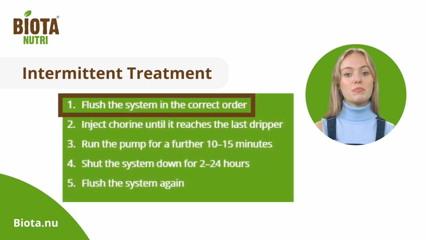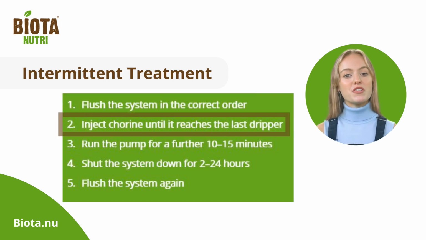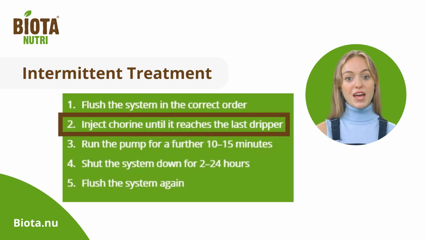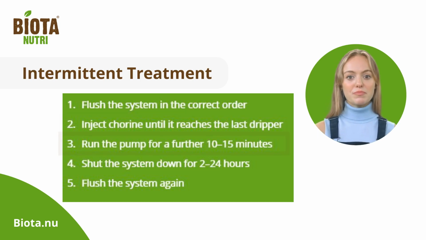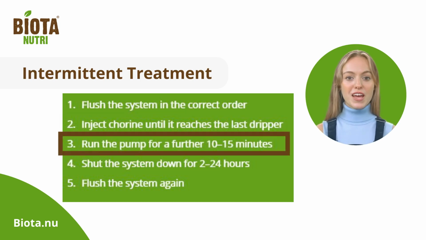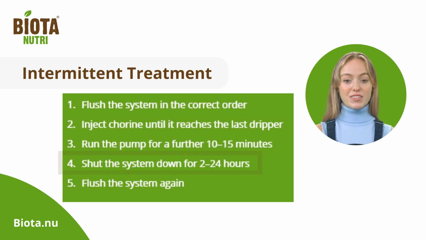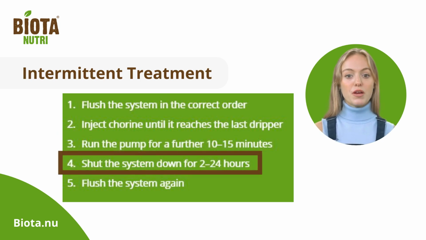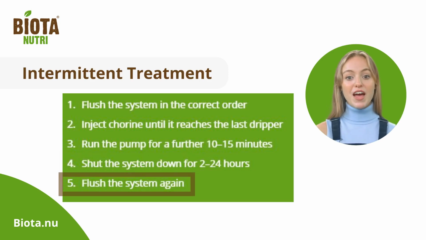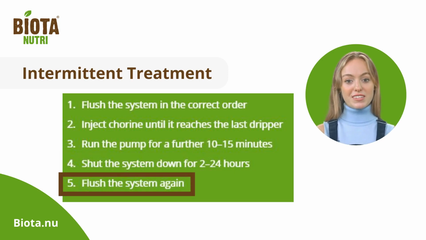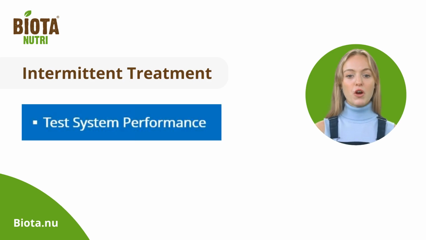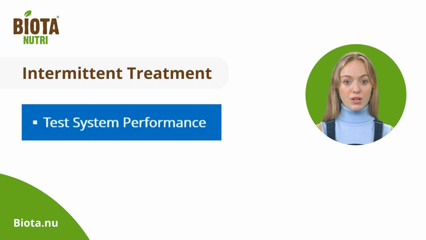First, flush the system in the correct order, and then inject chlorine until it reaches the last dripper, usually 30 to 45 minutes. Next, run the pump for a further 10 to 15 minutes, and then shut the system down for between 2 to 24 hours, or let the chlorine sit overnight. After chlorination, flush the system again. You should also consider carrying out a systems test at this stage to determine if the procedure has improved system performance.